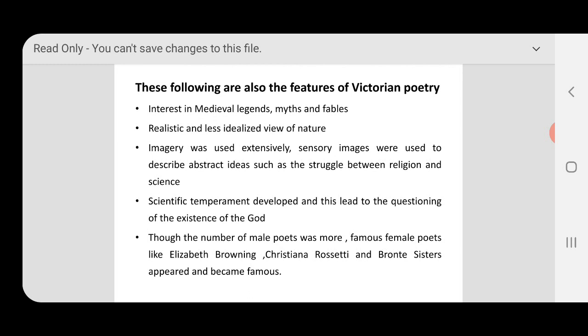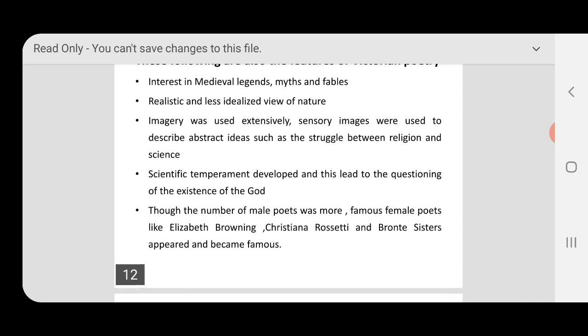Charles Darwin propounded the theory of evolution, and he published a book called Origin of Species in 1859. The very publication of the book stirred the religious beliefs of the Victorian period. Though the number of male poets was greater, famous female poets like Elizabeth Browning, Christina Rossetti, and the Bronte sisters appeared and became famous during the Victorian era.